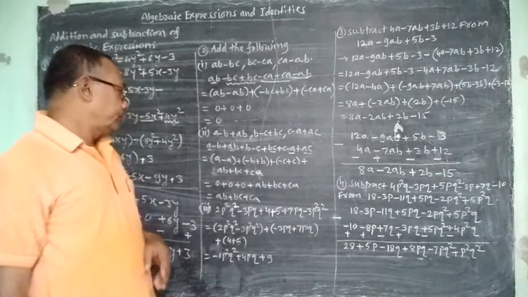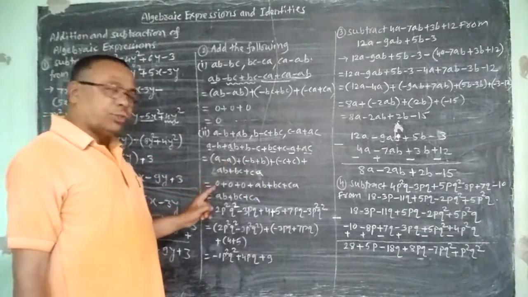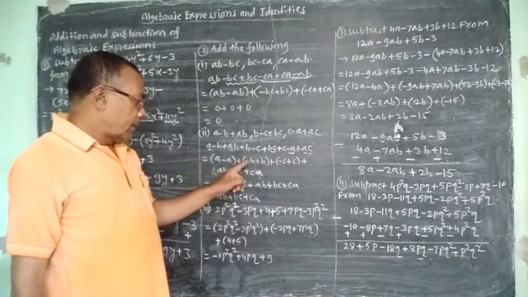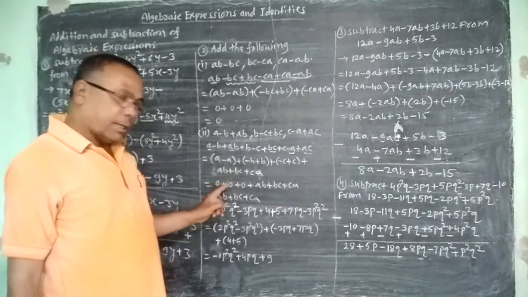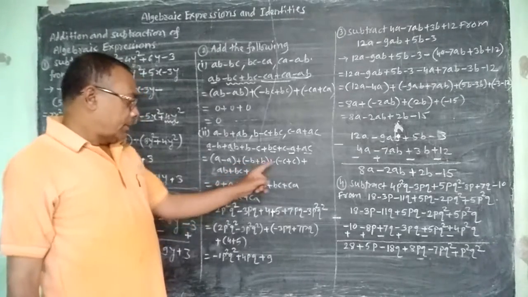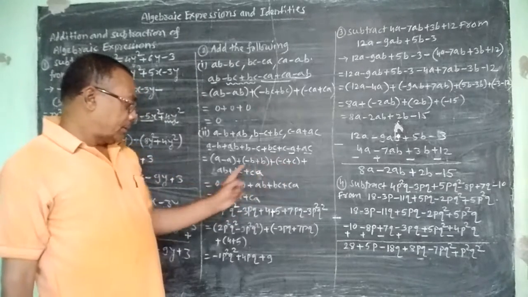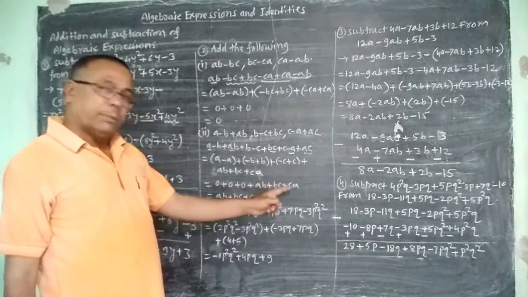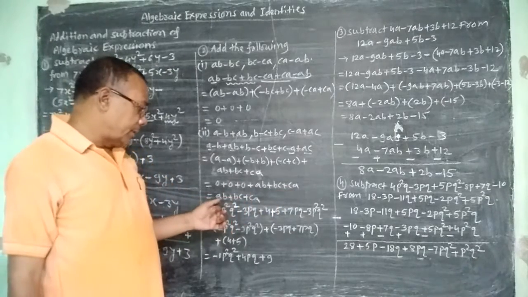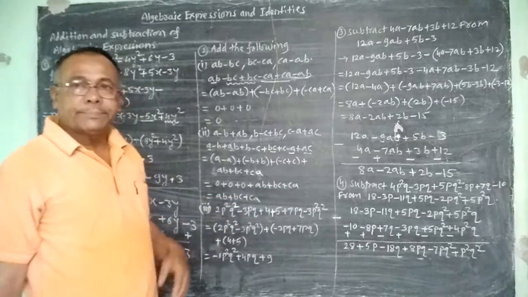And now here A minus A, it will be 0, plus minus B and plus B again 0, plus minus C and plus C is 0, plus AB plus BC plus CA. That is our answer is AB plus BC plus CA.